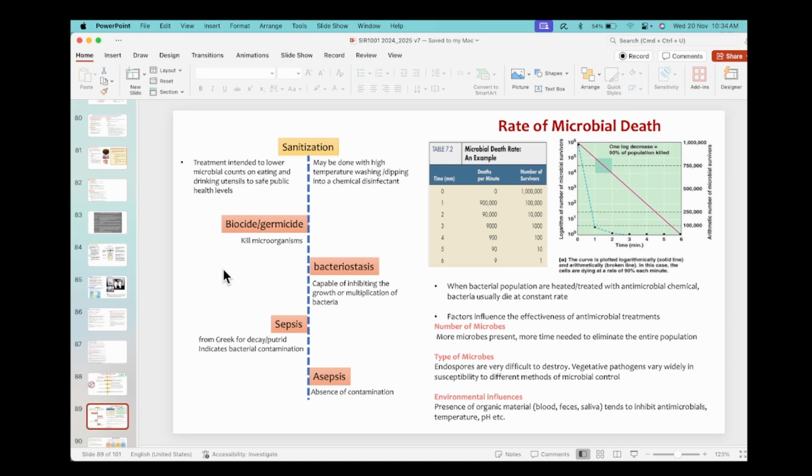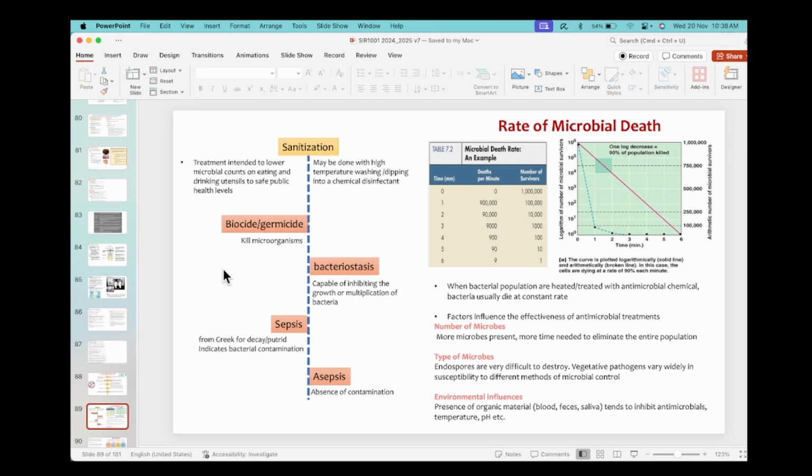Now, rate of microbial death. When we are carrying out sterilization in foods, they always look at how much bacteria can be removed with that process, and it's usually termed the decimal reduction time. Using a specific process, it is the time required to reduce the count by 1 log. Here it is written that a 1 log decrease is about 90% of the population killed.